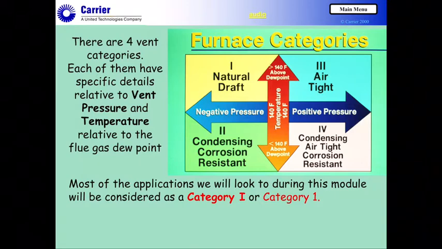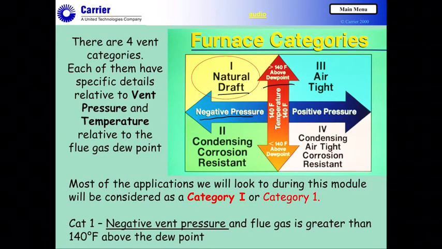So the first one I want to look at is going to be a category 1 type appliance. You'll notice on the chart shown here, this category 1 appliance is going to identify essentially 140 degrees above the dew point, and it's going to be natural draft, also negative pressure. So let's take a look at what that's going to be.